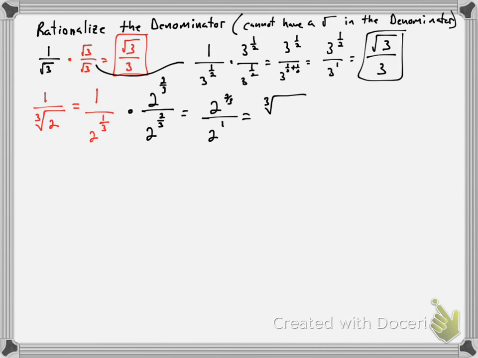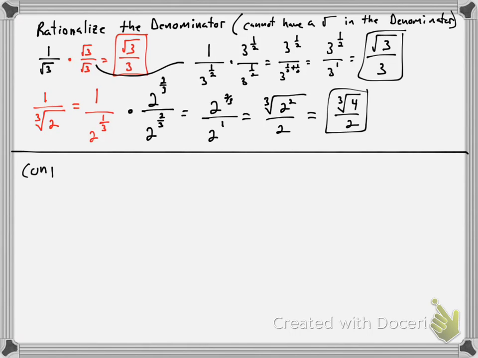The second problem, 2 to the 1/3, what does it take so that we get 2 to the 1? It takes multiplying top and bottom by 2 to the 2/3 power. Okay, so on top you get 2 to the 2/3, all divided by 2. You can simplify 2 to the 2/3 is the cube root of 2 squared, so it's the cube root of 4 over 2.